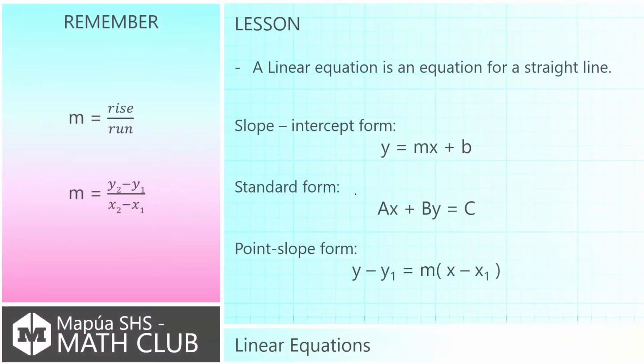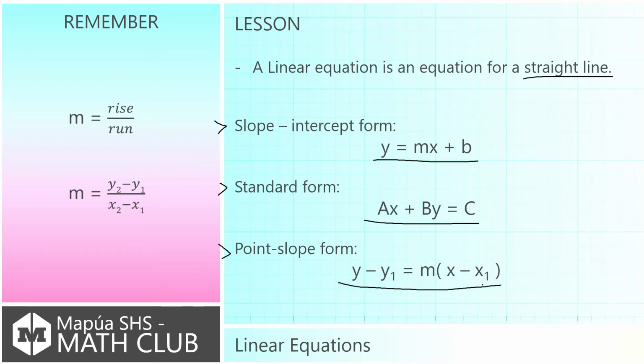To start, we must remember that a linear equation is an equation for a straight line and can be written in three primary forms, which are the slope-intercept form, y equals mx plus b, where m is our slope and b is our y-intercept. Next is the standard form, or ax plus by equals c. And lastly, the point-slope form, or y minus y sub 1 equals m times x minus x sub 1.